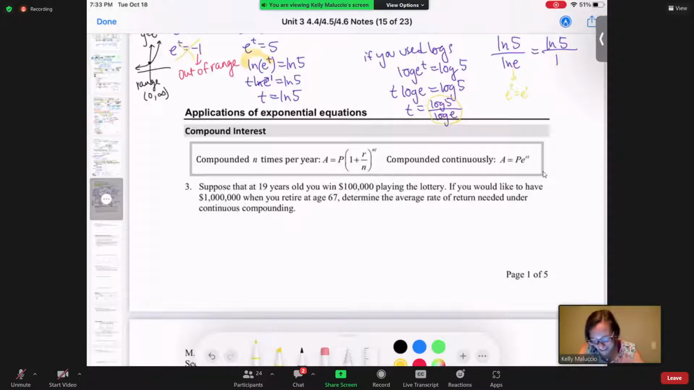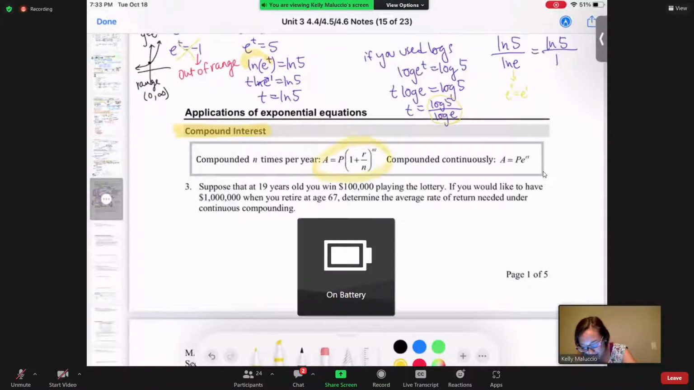But anyway, now, like I was saying, we're taking these old friends, compound interest, and this formula, right?